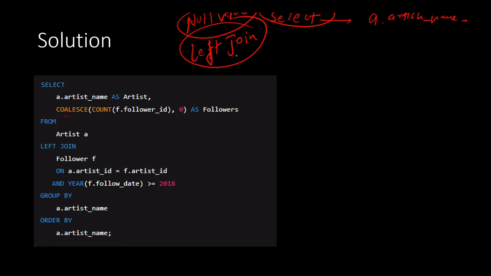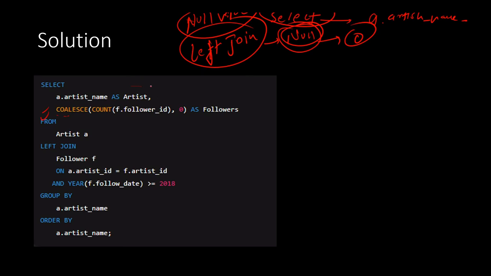Suppose no follower is present in the second table, then we will get the null value, but we want to replace that null with 0. That's why we are using this function, and it can replace the values with 0. So here we will select the artist name as artist.